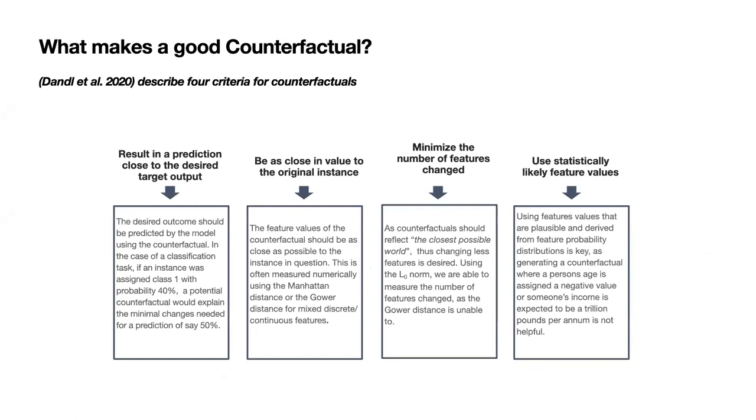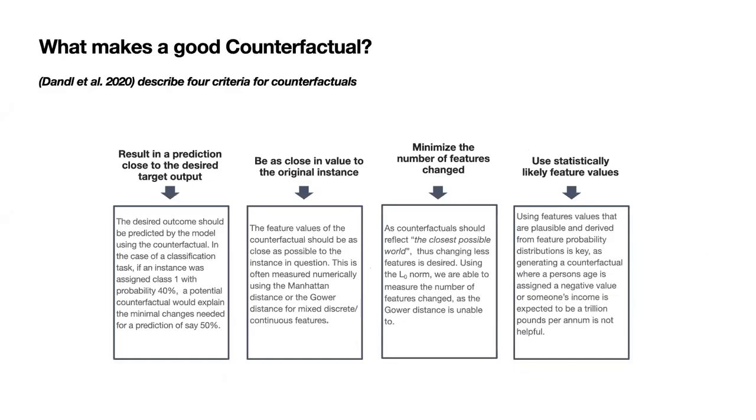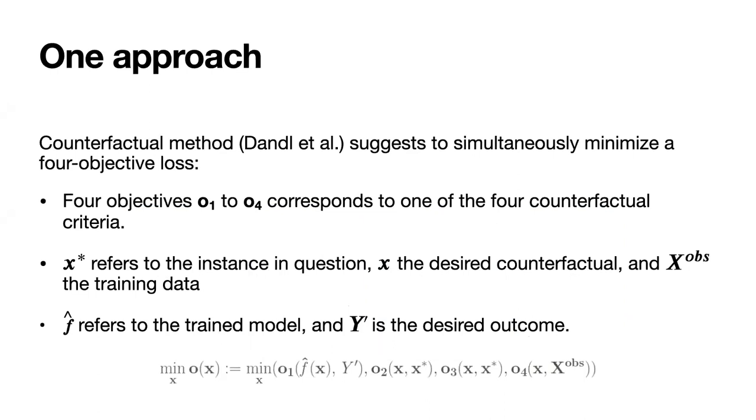The second one is saying that it's as close in value. Again, you use some kind of distance function, and this is O2. And finally, it's saying it's close to the desired target output, which means that if you look at the trained model, which is F hat, when you input the explanation data point to the trained model, it is as close as possible to the desired outcome.